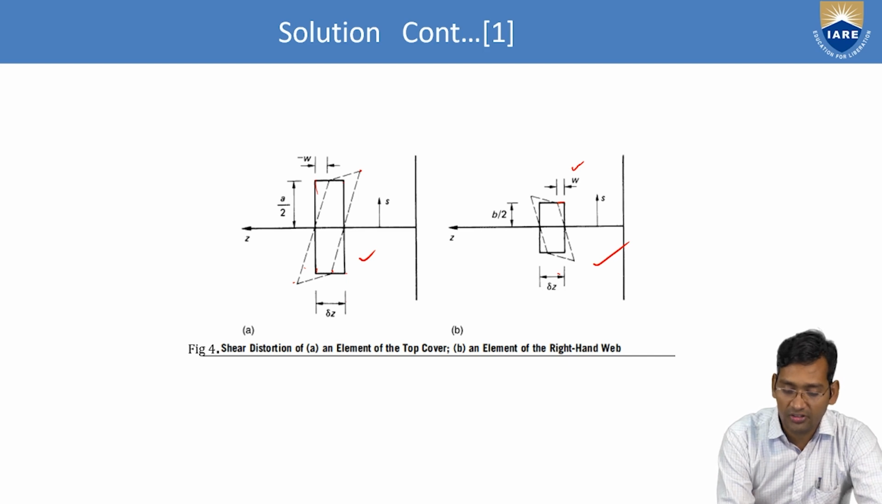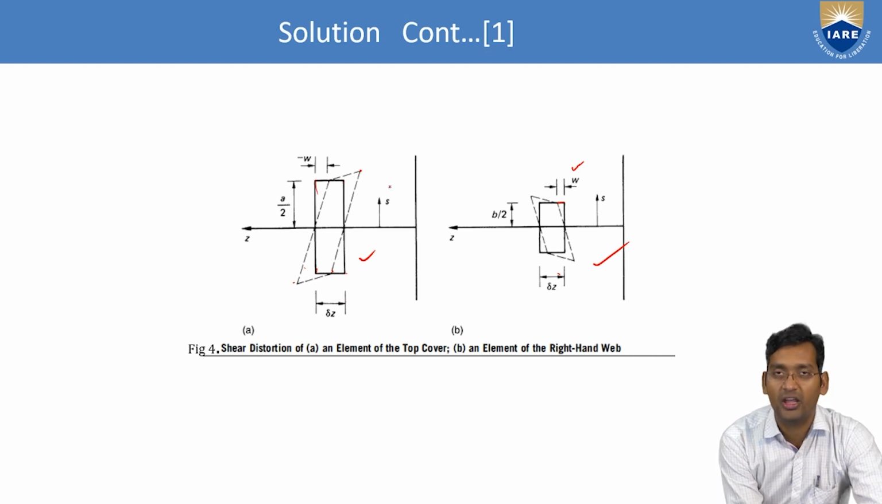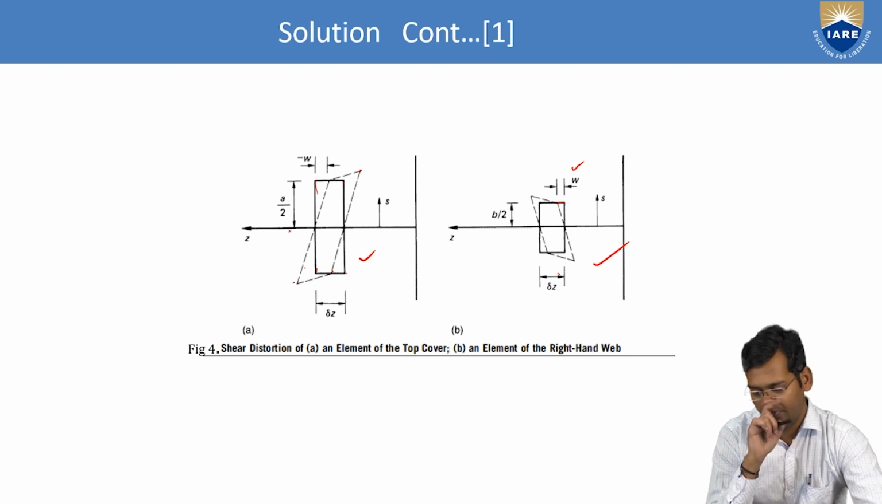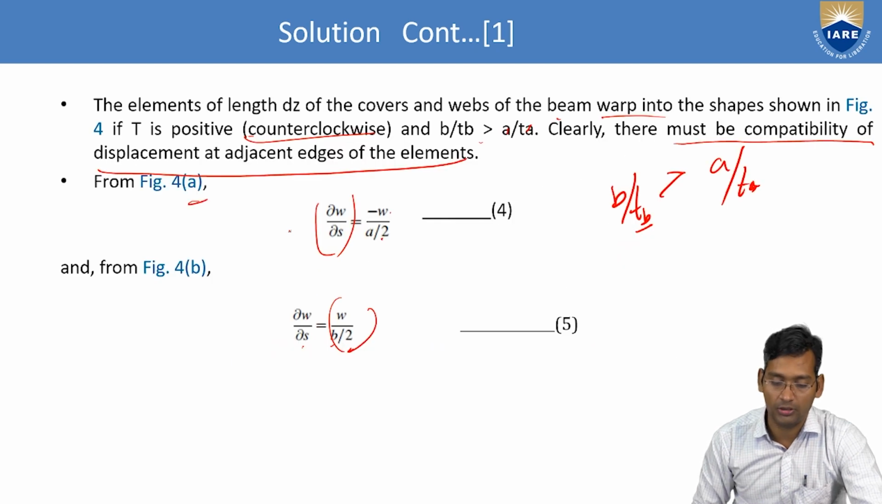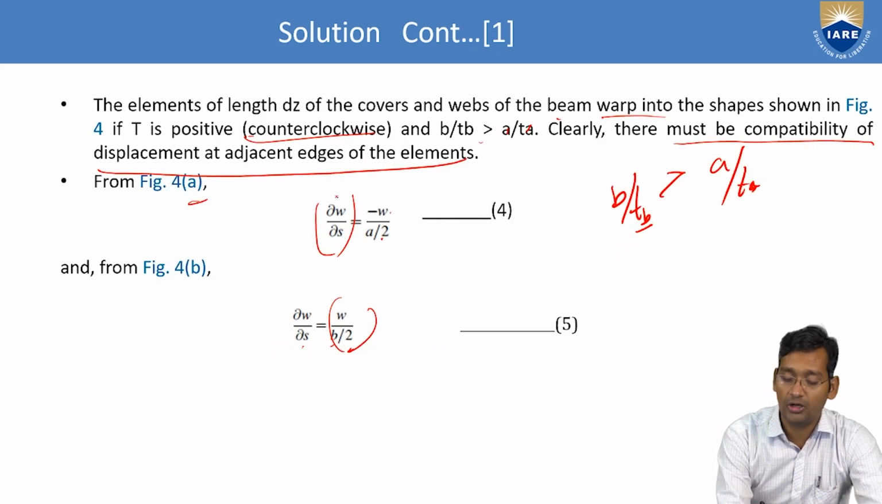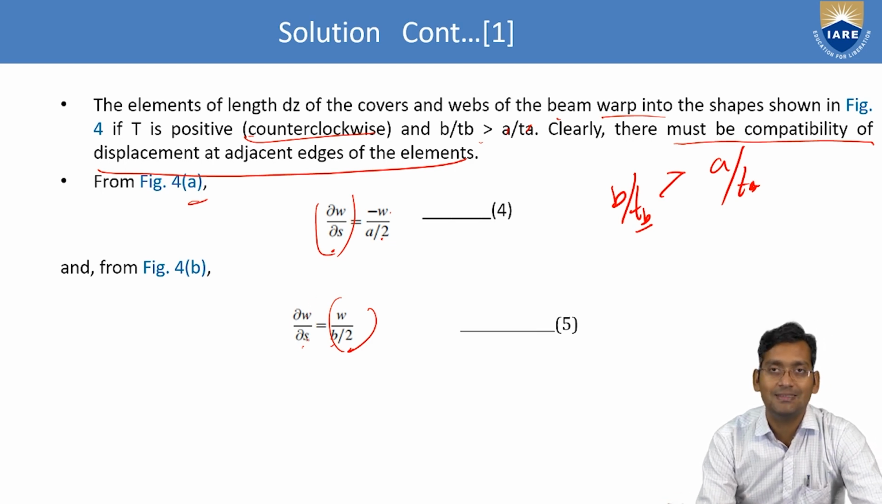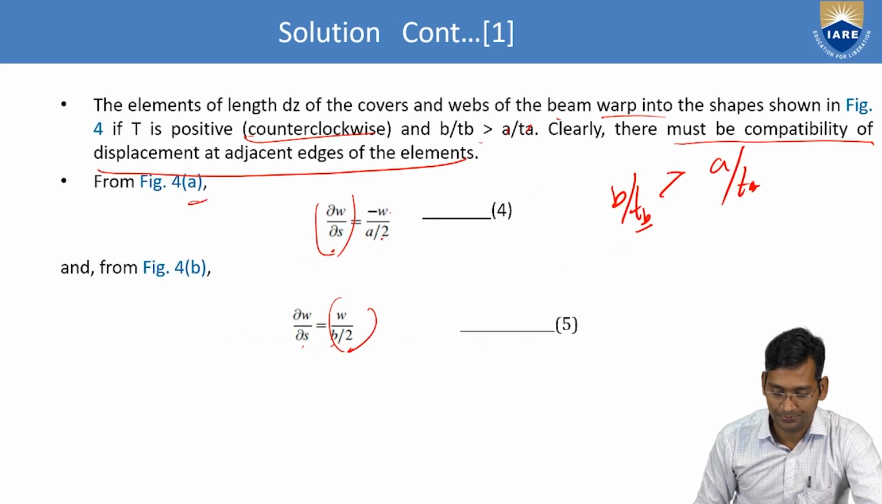So now just see, that is given. Del z is given. Now this is twisted in the clockwise direction. Clockwise we are taking as negative, so that's why minus w is there, and counterclockwise or anticlockwise is positive. So this is w. What is given? B by 2, and in this case A by 2. So we have to find from here. From this figure, what happened? Del w by del s is minus w A by 2. And from figure B, del w by del s is w into B by 2. Now we have both, right?